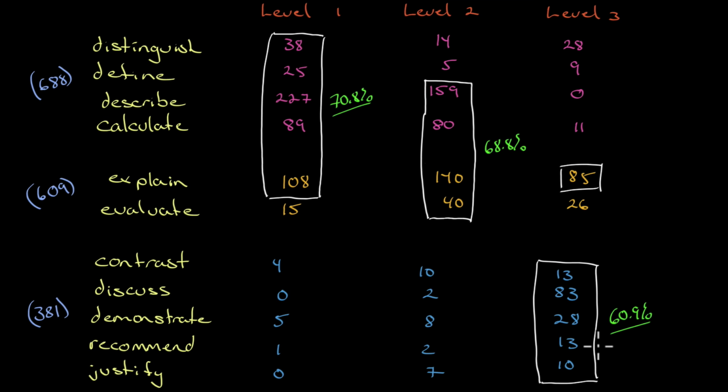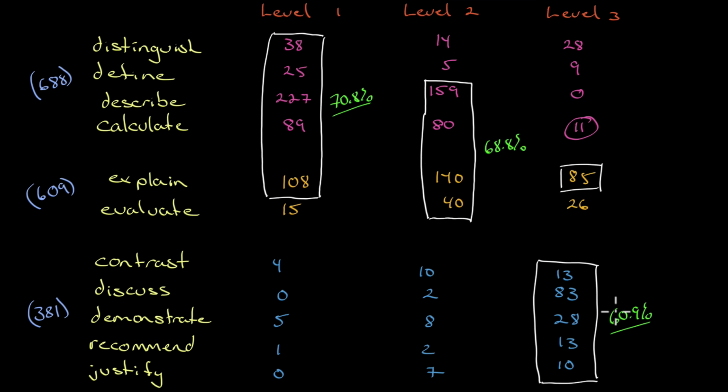Then we go to level 3. Look what happens here at level 3. Explain sort of drops off from level 2, but look what really shows up here: contrast, discuss, demonstrate, recommend, justify. And in fact, when you get to calculate, look what happens at level 3. Only 11. Only 11 at level 3. The rest of them are higher order learning objectives: contrast, discuss, demonstrate, recommend, justify. There's only 381 action words in the learning objectives at level 3. These 6 make up 61% of all of level 3.